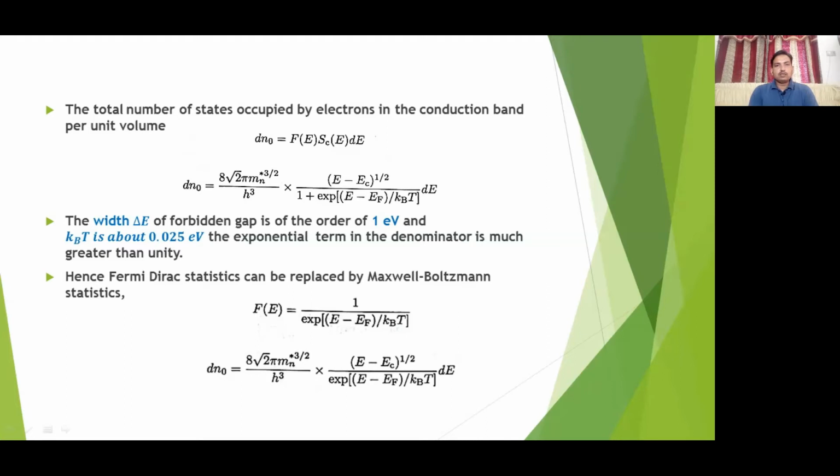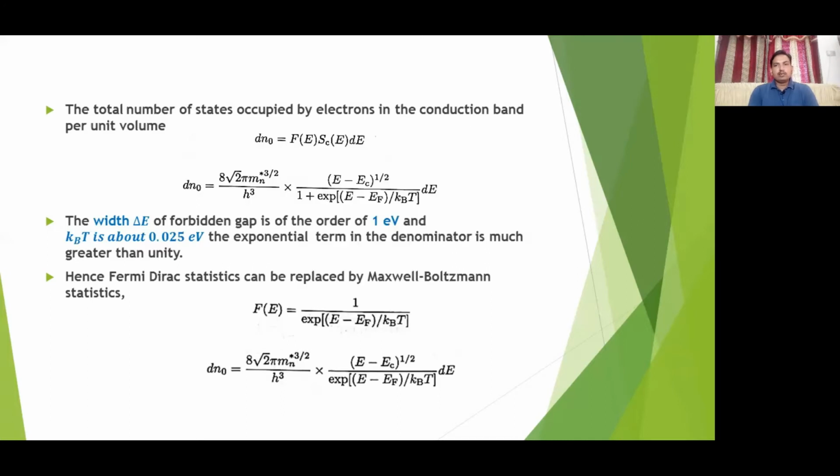Over there, this E minus EF, the forbidden gap, is of the order of 1 electron volt for semiconductors, and kBT is about 0.025 electron volt. So the exponential term in the denominator is very, very much greater than 1. It does not matter much whether you add 1 in the denominator or not, so you can ignore it. So this distribution changes from Fermi to Maxwell distribution.